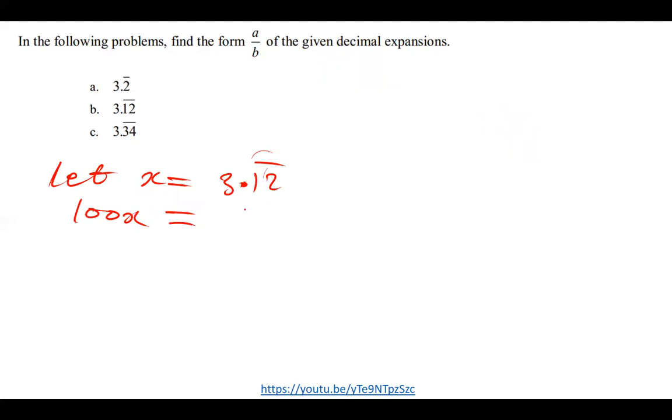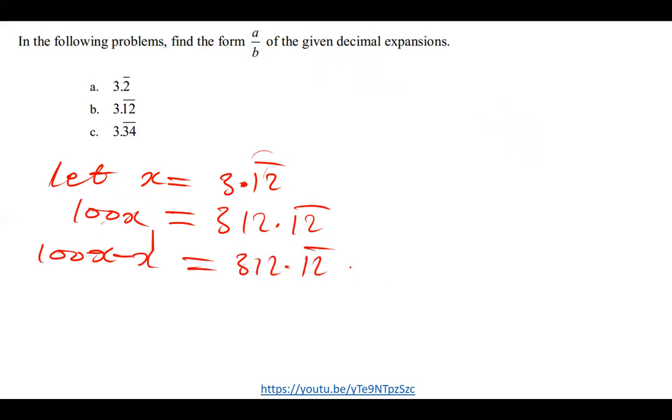And this is equal to 3.12 repeating times 100, which gives us 312.12 repeating. Now we have to subtract: 100x minus x is equal to 312.12 repeating minus 3.12 repeating. So 100x minus x, the answer is 99x.